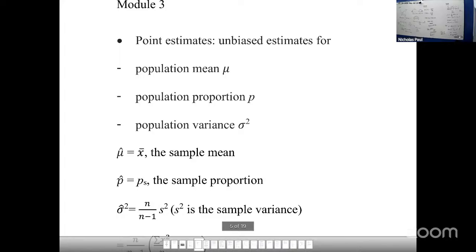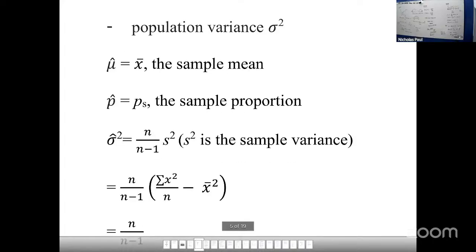So if you look here, these are the symbols that we use for population values, right? The mu symbol, P, sigma squared. But if you estimate for the population, you put a little hat on top. Sample will be X bar, P-hat, and S squared. Pay attention, especially for the little problem that we have with S squared.